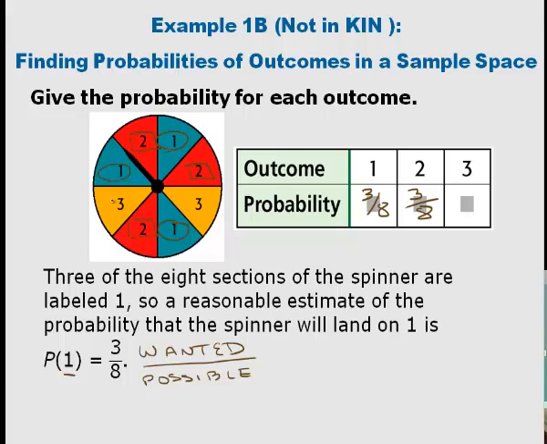And the last one we're going to look at is 3's. The 3's, 2 of what I want over 8 possible. Probability is what you want over possible. And then the other big concept is they must equal 1. So if I add these together, 3, 6, 7, 8, you get 8 eighths, which equals 1. Probability must equal 100%.